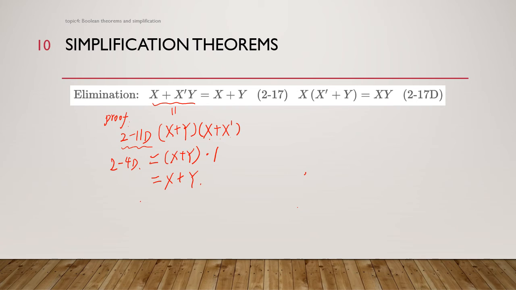Oh, sorry, this is not 2-4d. This is 2-8. It says a variable or its complement equals 1. Okay, then this one is 2-4d. So a variable and 1 always equals itself.